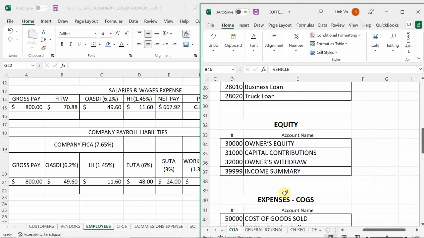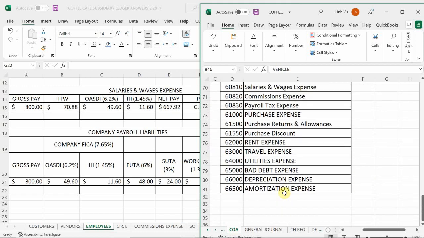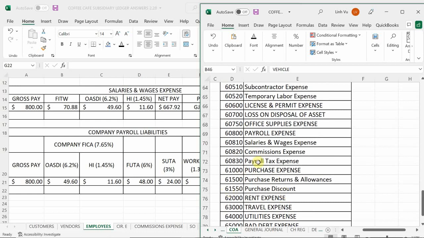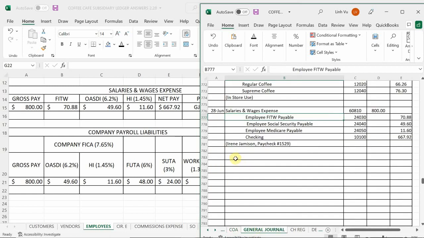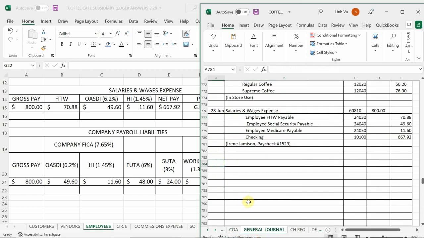And this is an expense because this is the amount that we have to spend to pay for having Irene as an employee. So this is going to be considered a payroll tax expense. Okay, that is the total amount that we have to pay as a company for Irene. So payroll tax expense, which is going to be $68.30. Okay, and this is for the 28. Payroll tax expense.